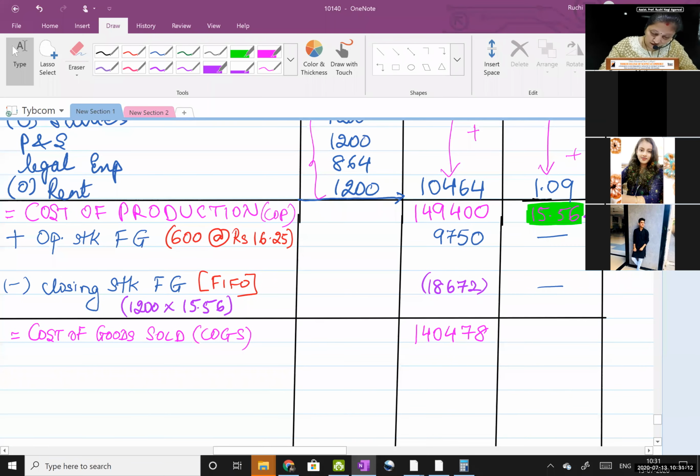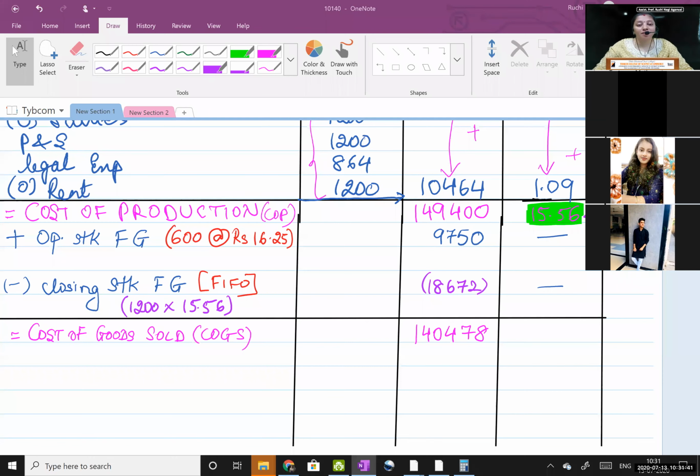Just acknowledge it in the chat box. Everyone, is it clear how to calculate closing stock of finished goods? Devanshi, 1200 finished goods is given in the question, the last line of the question: closing stock of finished goods, 1200 units. Okay?